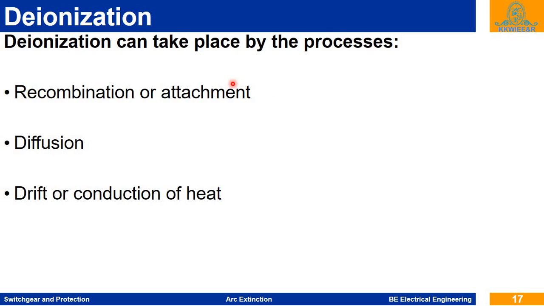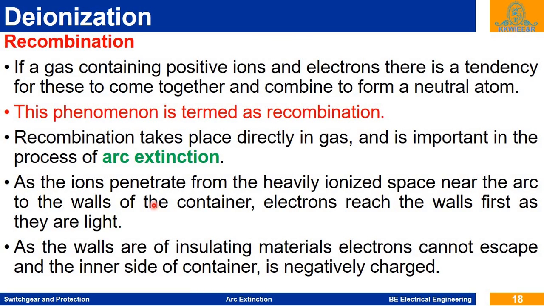Now there is an opposite procedure called deionization, and deionization can take place by the processes of recombination or attachment. Recombination of electrons and ions forms atoms, and these again recombine to form molecules. Then there is diffusion and drift, and the conduction of heat. We remove the heat between the contacts, and because of that there is deionization.